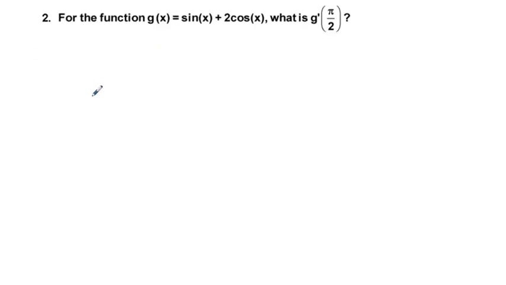Problem 2, for the function g of x equals sine x plus 2 cosine x, what is g prime of pi over 2? For this one, we have two terms separated by a plus sign, and so we're going to be ready to differentiate this. So we're going to write this as g prime of x is equal to, the derivative of sine is cosine, so we have cosine x, and the derivative of cosine is going to be negative sine x. We're going to have, instead, negative 2 sine x.